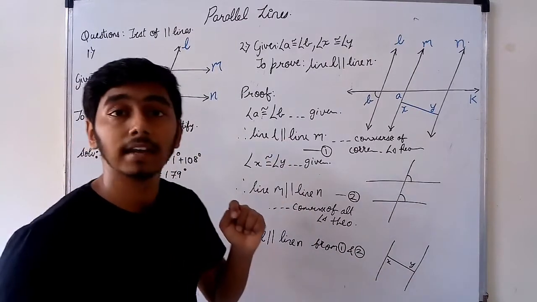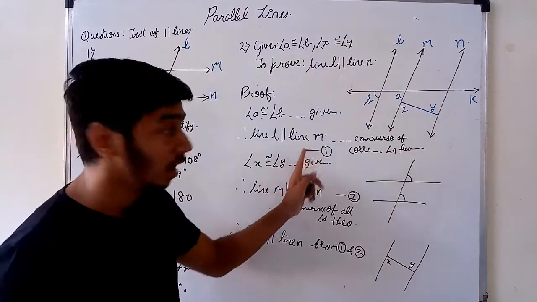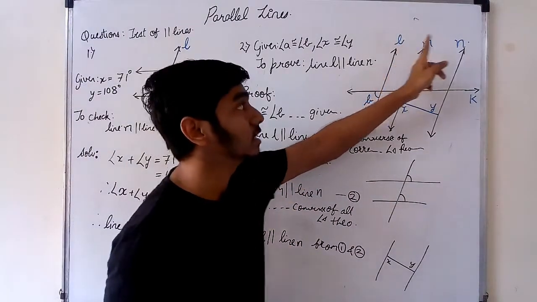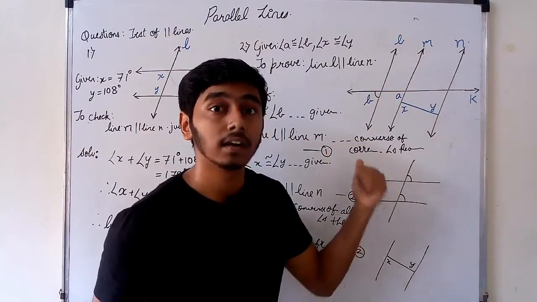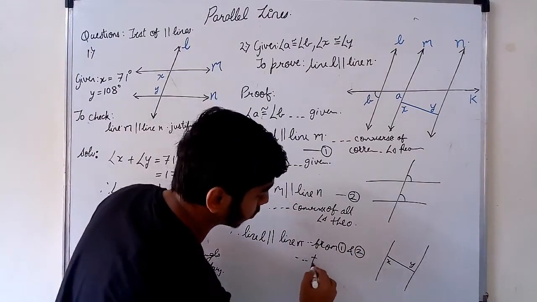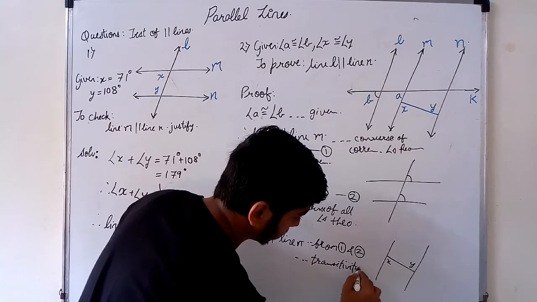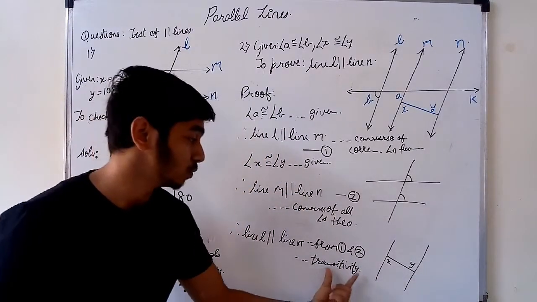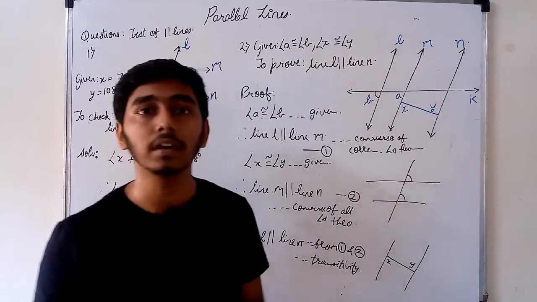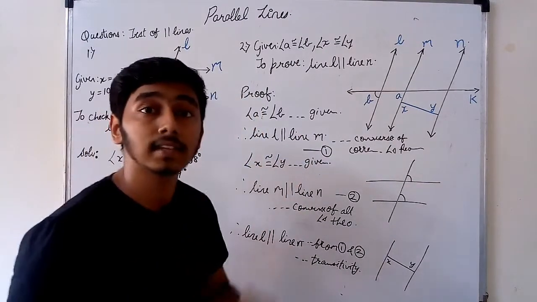Same way, in terms of parallel lines, if line L is parallel to line M, and line M is parallel to line N, then we can say that line L is parallel to line N. Why? Transitivity. Therefore you can also write the reason as transitivity. So if you are confused with this concept, I want you to check the video, the very first chapter, basic concepts in geometry, so you'll be able to understand this better. Okay, so let's take some more questions.